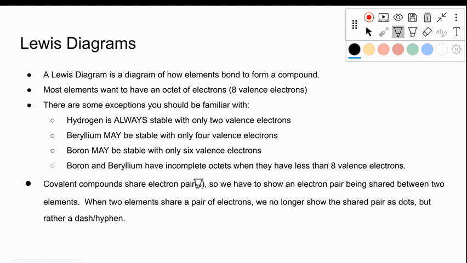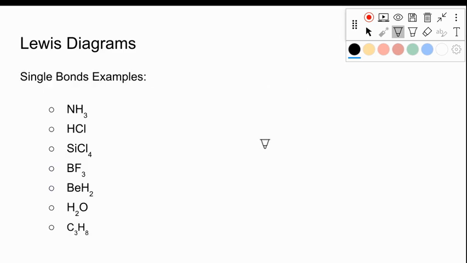Covalent compounds share electron pairs. We're going to start out with only single bonding. So we show the shared pair between 2 elements. Instead of writing dots for the electrons, we show it as a dash or a hyphen. And so let's do several examples, and let me walk you through how you need to do these Lewis diagrams because they're like a little puzzle.